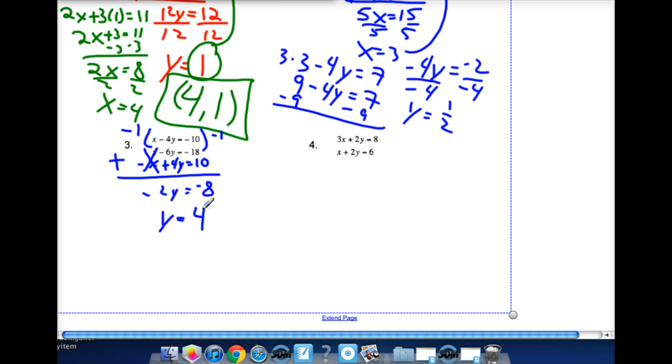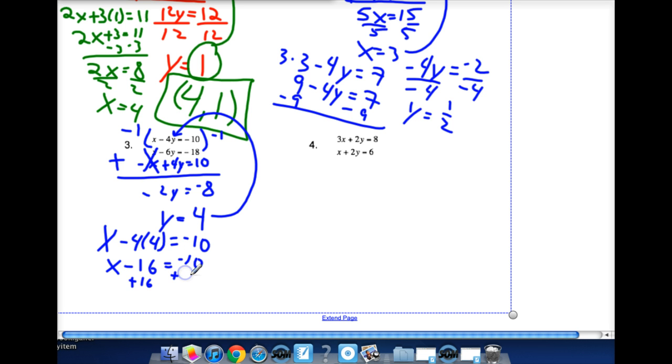Okay. Take 4 now and substitute it into either equation for y. X minus 4 times 4 equals negative 10. I did it in the original one. That's fine. You should get the same answer anyway. X minus 16 equals negative 10. Add 16. I got x to be 6. Very good, Mr. Briggs. 6 comma 4 is the answer.